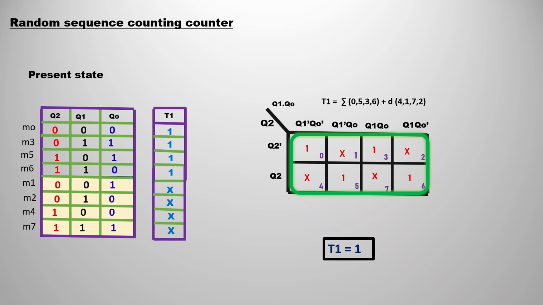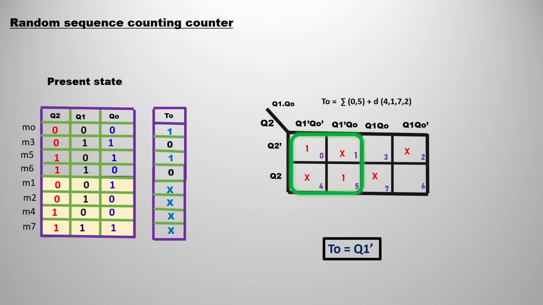For the next flip-flop, the input is T1. Now we are going to find the T1 expression with the help of a K-map. As this is also 3 variable, we are going to have a 3 variable K-map. Without the K-map also we can judge that T1 is equal to 1, because all the inputs are don't cares and ones. So ultimately we group all the elements, and T1 is equal to 1.